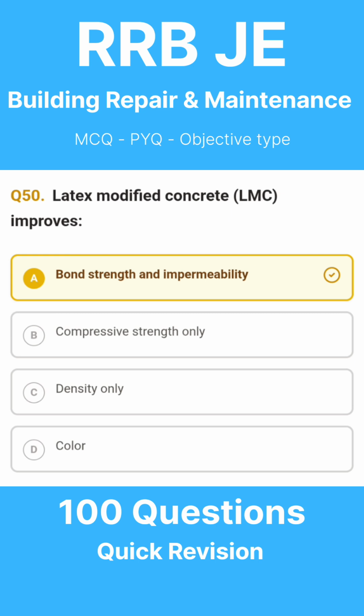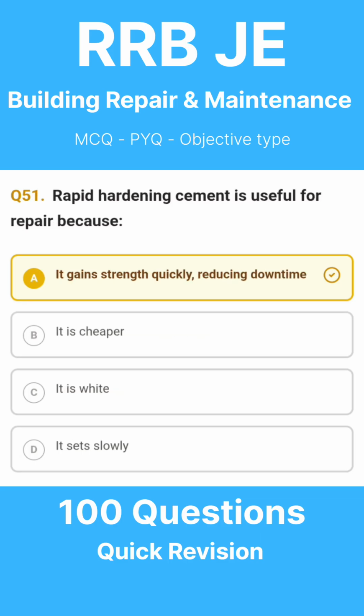Question 50. Latex modified concrete (LMC) improves. The correct answer is bond strength and impermeability. Question 51. Rapid hardening cement is useful for repair because. The correct answer is it gains strength quickly, reducing downtime.